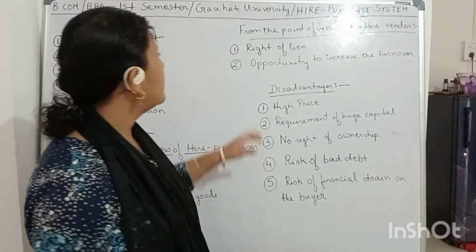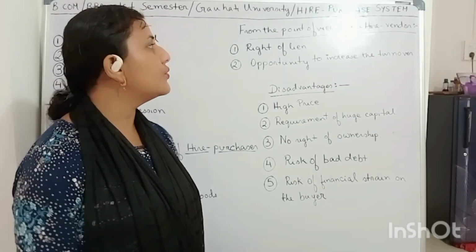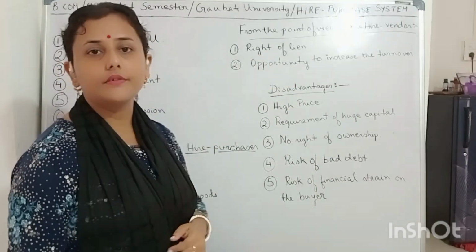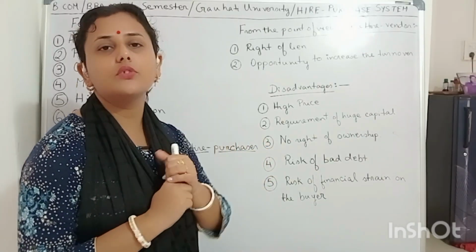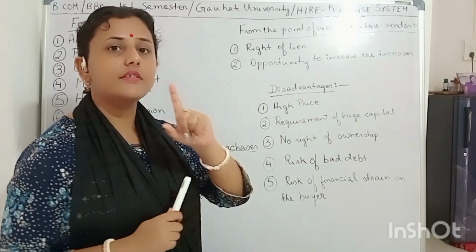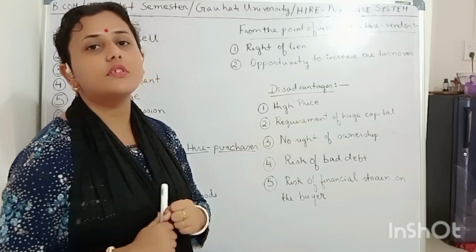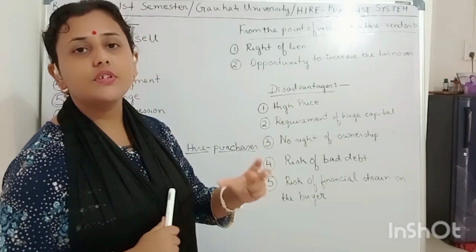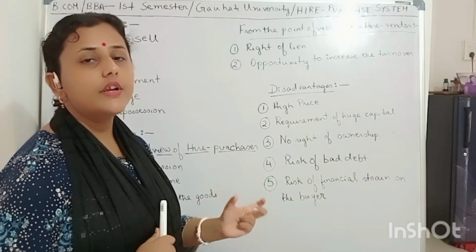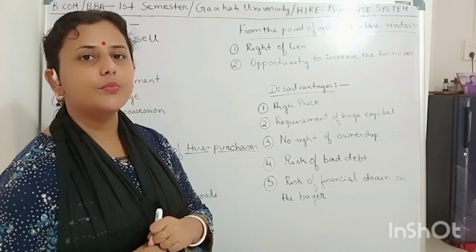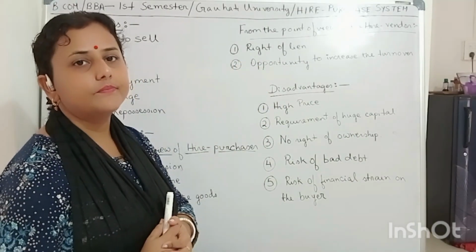Then you see, from the point of view of the hire vendor, right of lien. Now, if the hire purchaser does not make payment of any of the installments, the hire vendor has the right to lien. Right of lien means to repossess the goods, because the hire purchaser has not paid installments. So the hire vendor can take back the goods from the hire purchaser. So that is an advantage for the hire vendor.